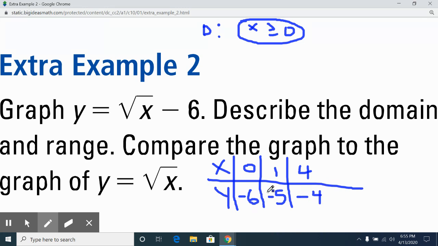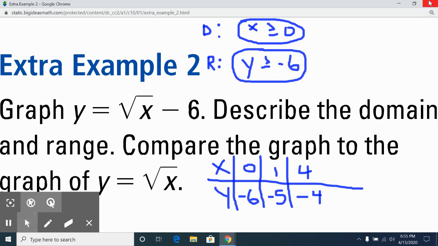So if I'm focusing now on my y values, I start at negative 6, and then I go up from there. So I'm going to say my range is y is greater than or equal to negative 6. That's my range. I get my range from basically plugging in my numbers from my domain.